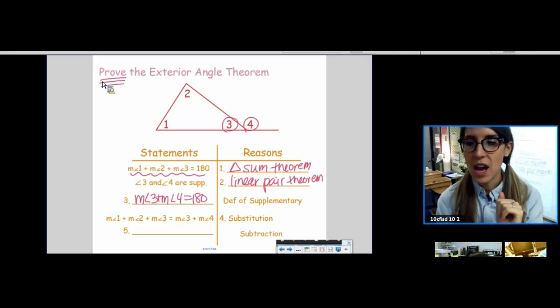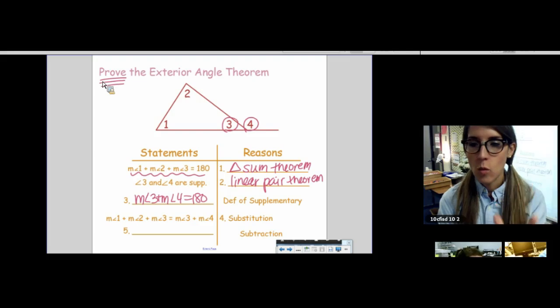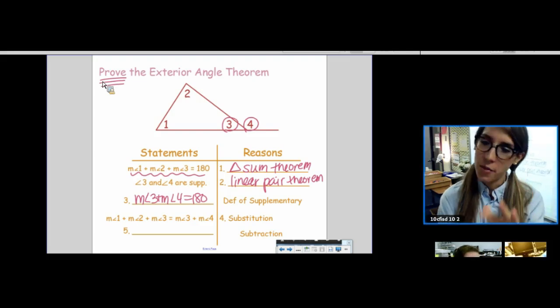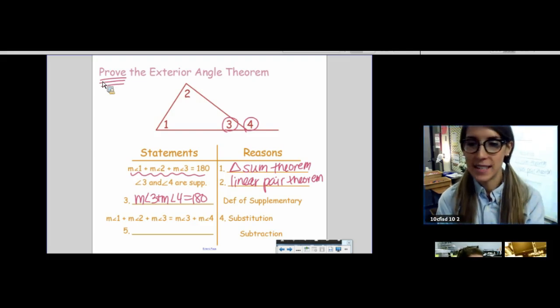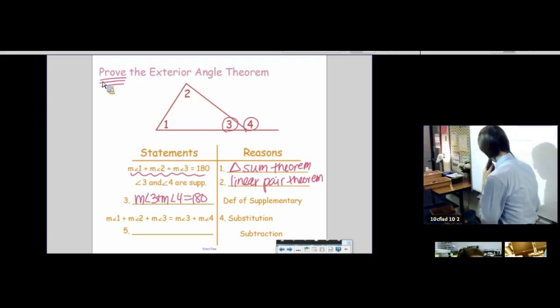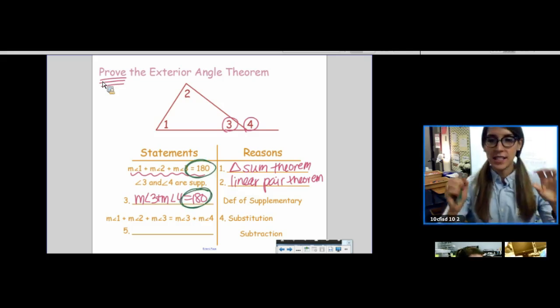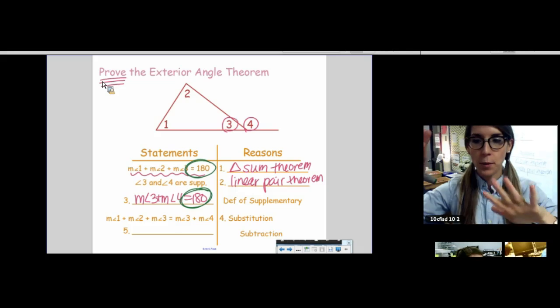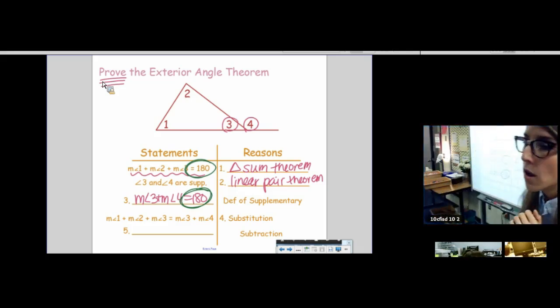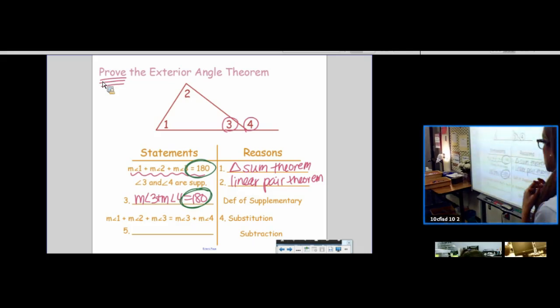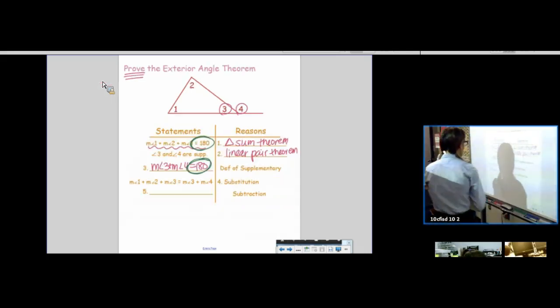Okay, the next one I went ahead and did for you. Angle 1 plus 2 plus 3 equals 3 plus 4. I simply substituted. That's all I did. Do you see how both of these equal 180? So I just substituted in 3 and 4 for that 180. Just trade places.